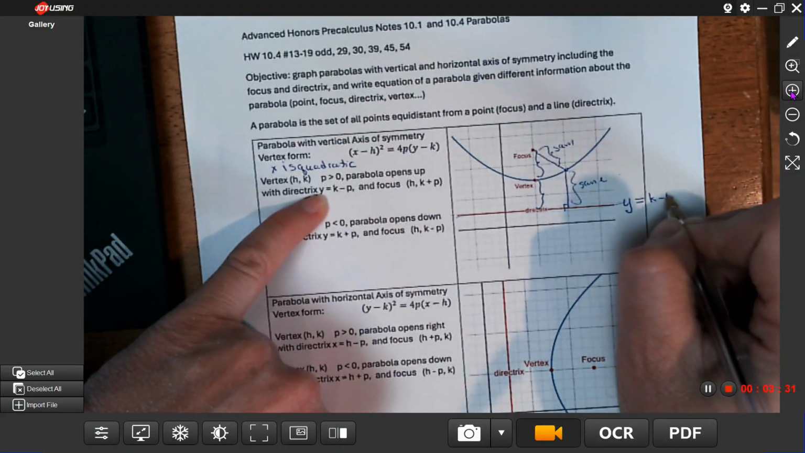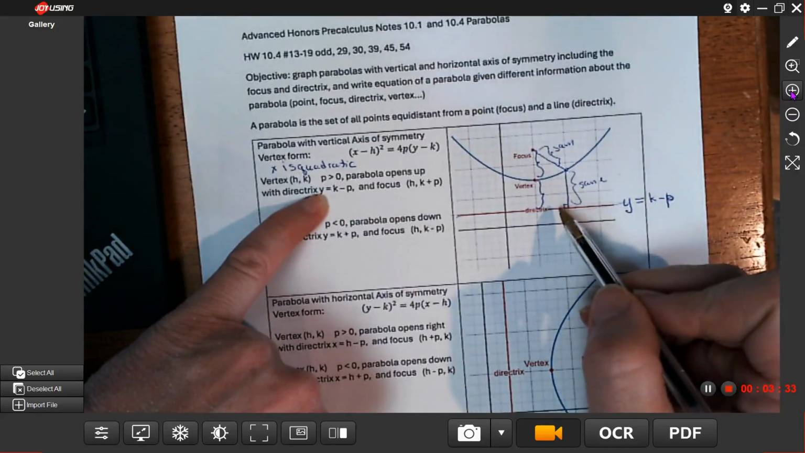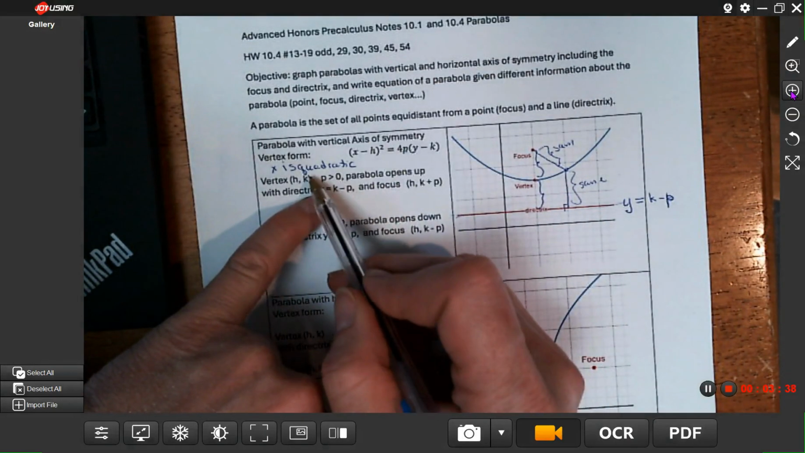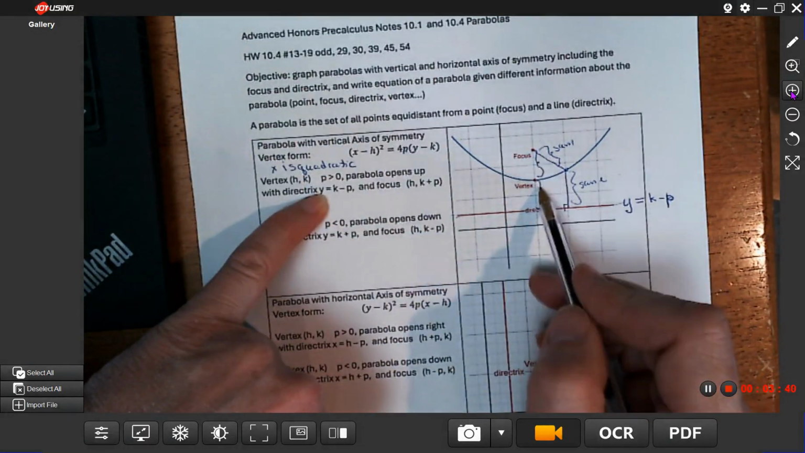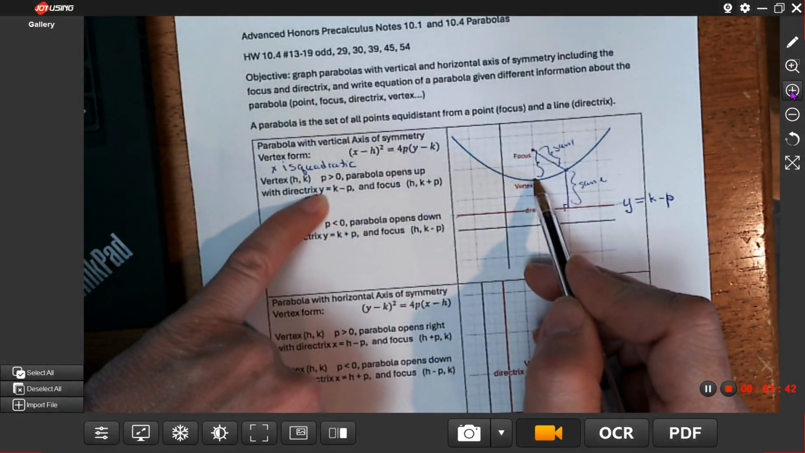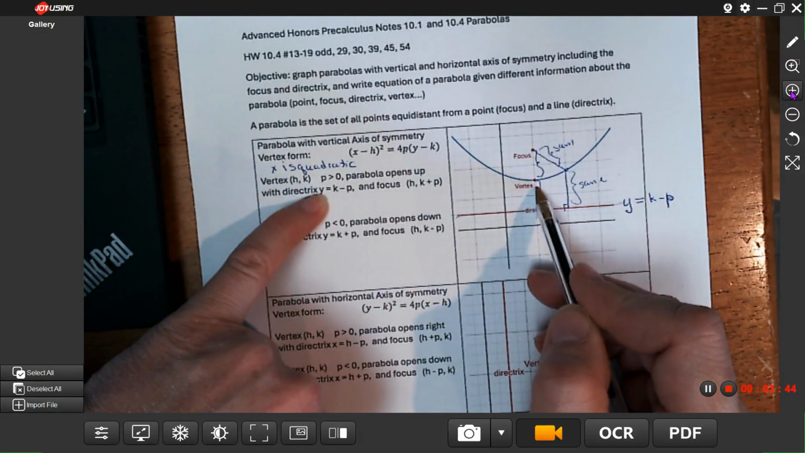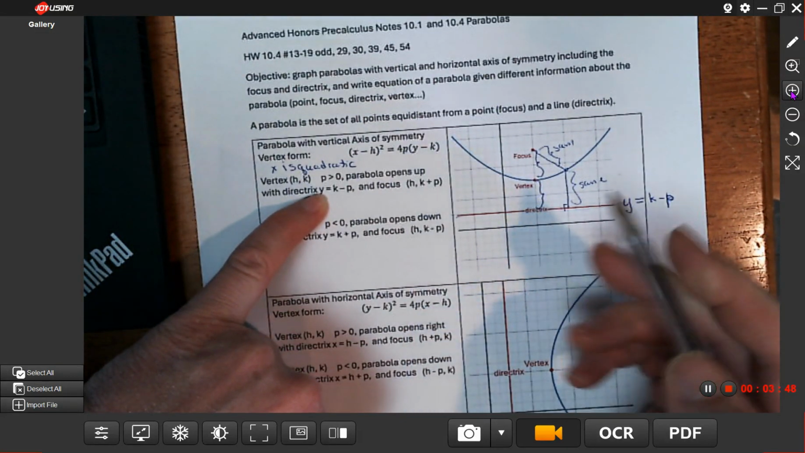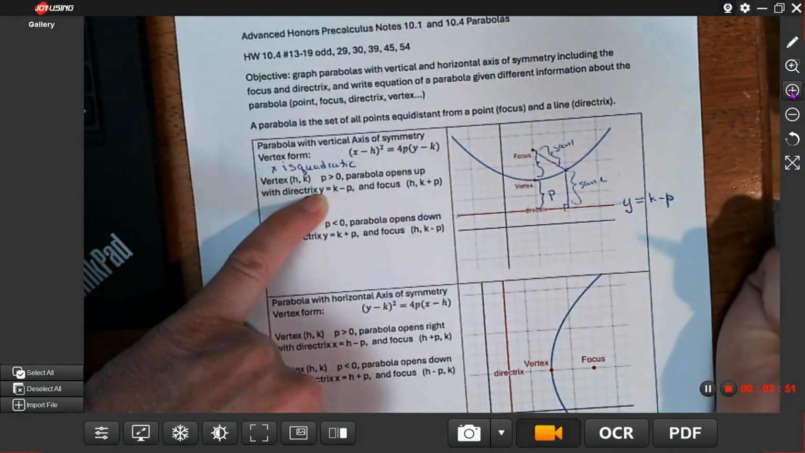And why is it going to be k minus p? Because the y coordinate of the vertex is k. So the height of this vertex is k. So if I subtract p from k, that brings me down here to the directrix. So that's a distance of p.